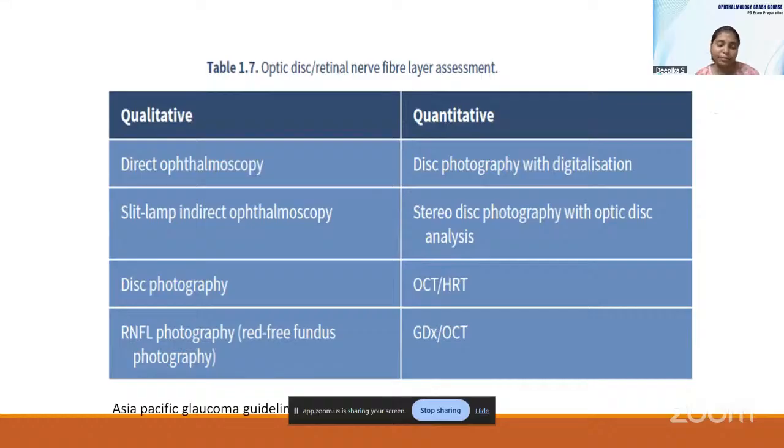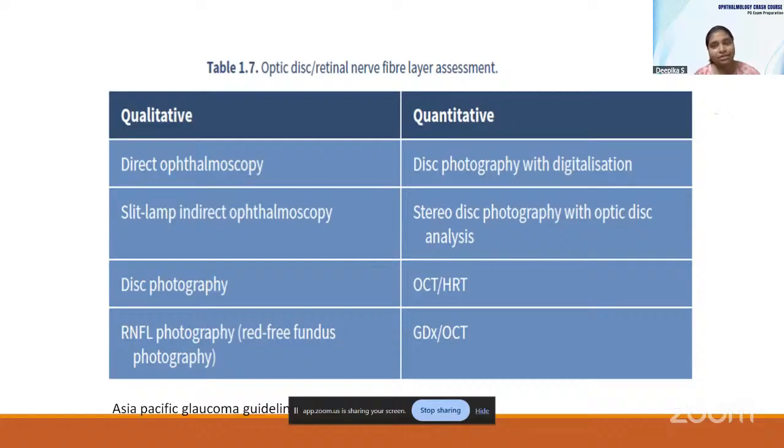What are the ways of examining? We can see the optic disc with the help of a direct ophthalmoscope, which gives a wide magnified view, but it is monocular and lacks stereopsis. Slit lamp indirect ophthalmoscopy with a 90D or a 78D lens gives good stereopsis and fairly good magnification, and good disc details can be assessed. You can also use disc photography or red-free fundus photography to look at the disc features.